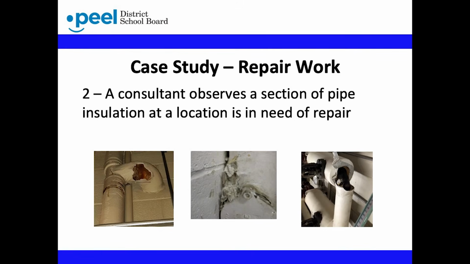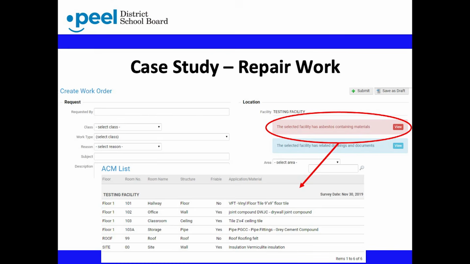In our second scenario, a consultant at a school performing an inspection determines that a section of pipe insulation has deteriorated due to age and is in need of repair. The consultant reports the findings to the department who hired them to do the work, who then advises maintenance services of the location and condition of the material. The maintenance department will raise a work order to engage a contractor for the repair.